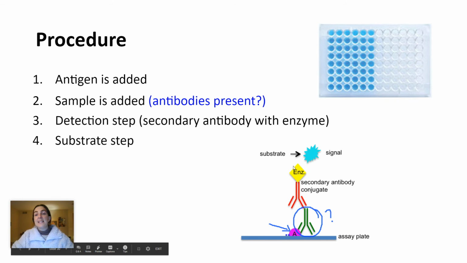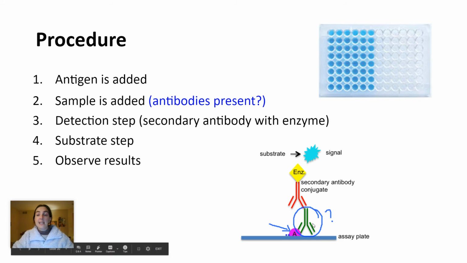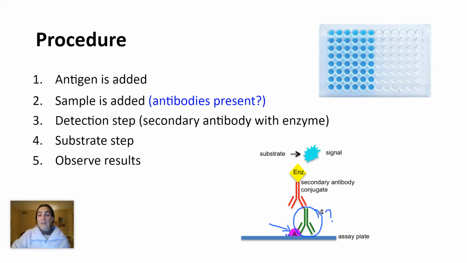And then since it has that enzyme attached to it, that enzyme catalyzes a reaction that takes this substrate molecule and changes the color. And so it gives a product that has a color that we can see. So if it changes color, that means this antibody was there because it allowed this to link and this to link.